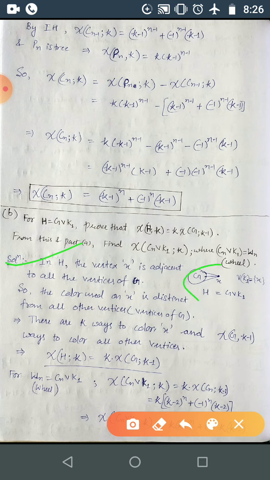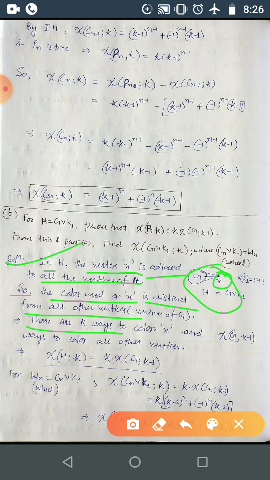So here this is H, and this X is K1. In H, the vertex X is adjacent to all the vertices of G. Obviously it is the join of G and K1; you can just say X is the vertex of K1, so it will be adjacent with all the vertices of G. So the color used on X is distinct from all other vertices of G. Whatever color we use on X, we can't use on any vertex of G, because X is adjacent to all other vertices, correct?